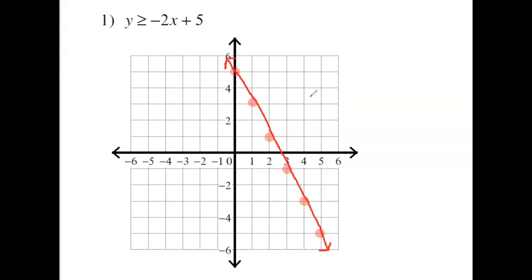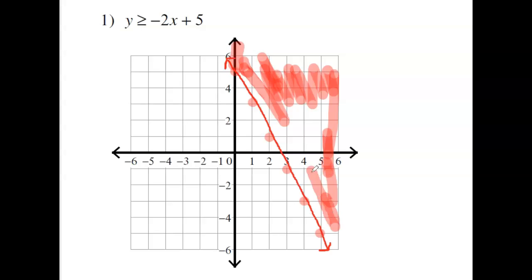And then the y values are greater than. So the y values are greater than above this line, because this represents all the y values above. So y will be greater than above. So that means we're going to shade above the line.